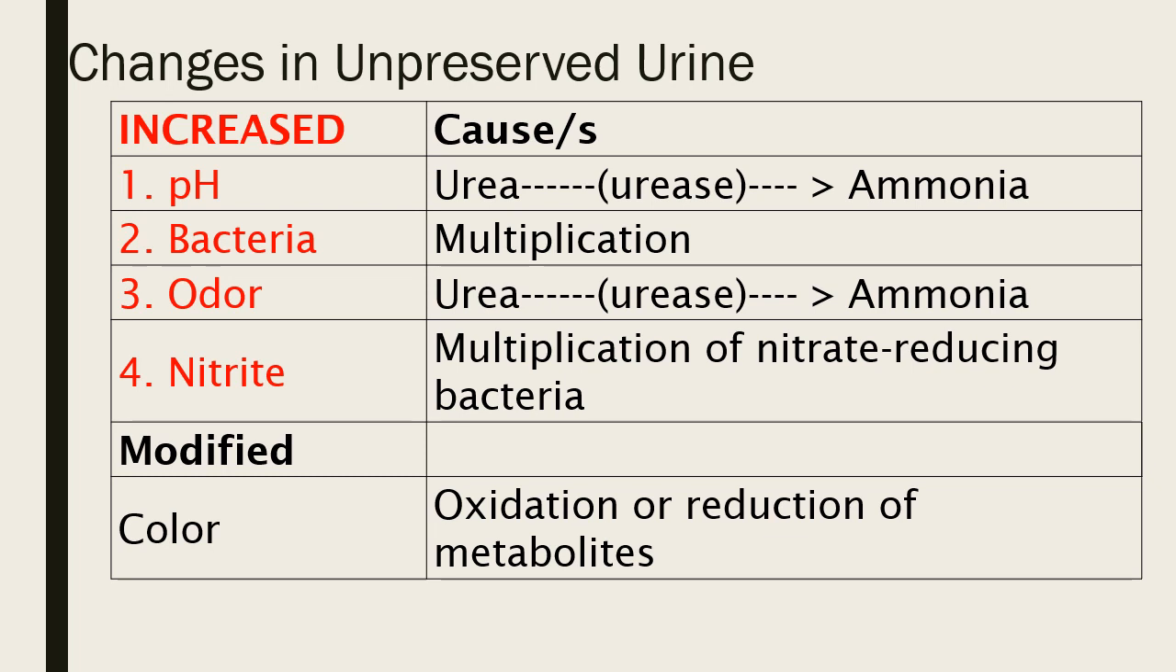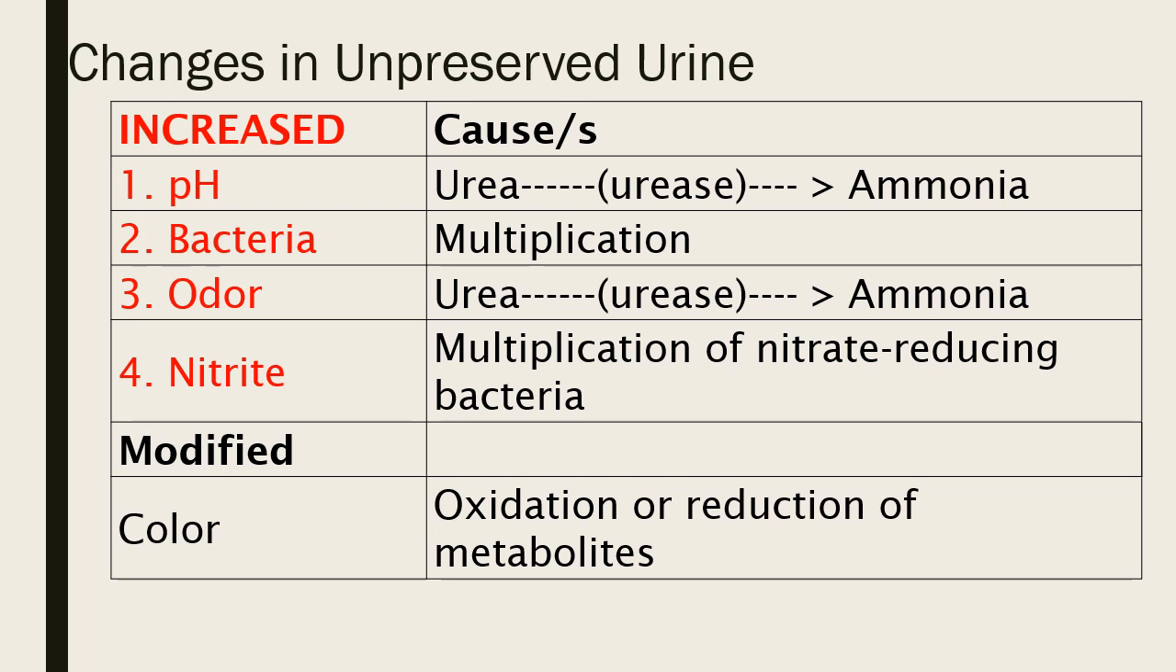And so you have your decreased and your increased analytes. Okay, let's take a look at your increased analytes. You have your pH, and your pH is increased because of bacterial breakdown of urea to ammonia, and that is by your urease-producing bacteria.